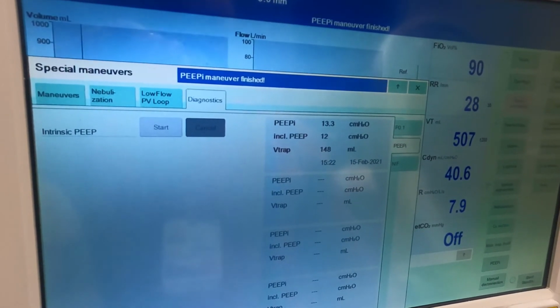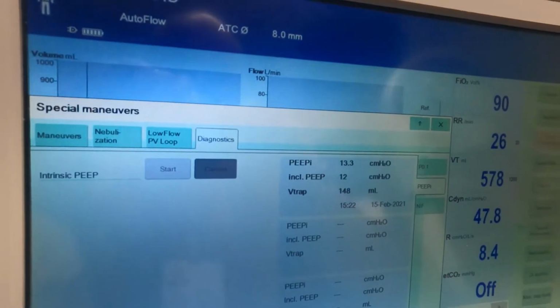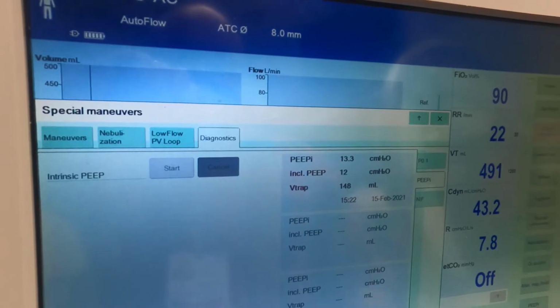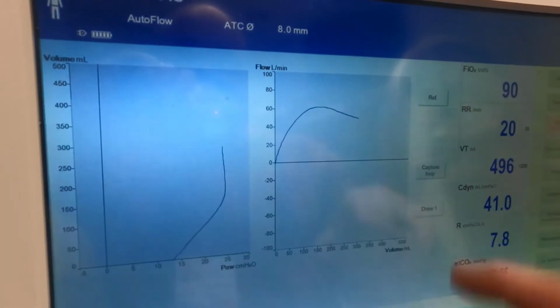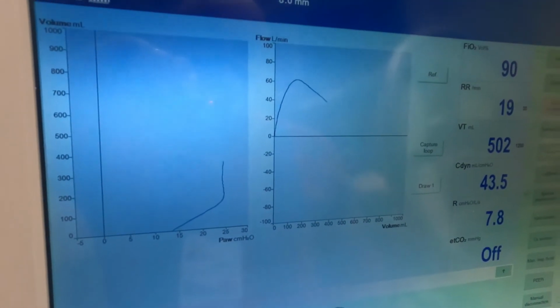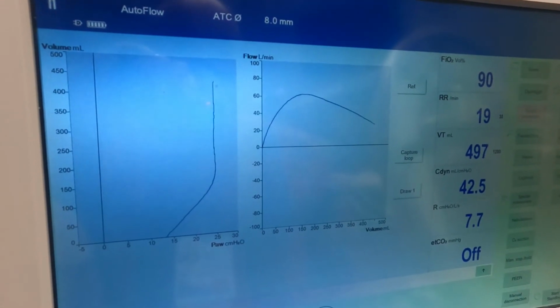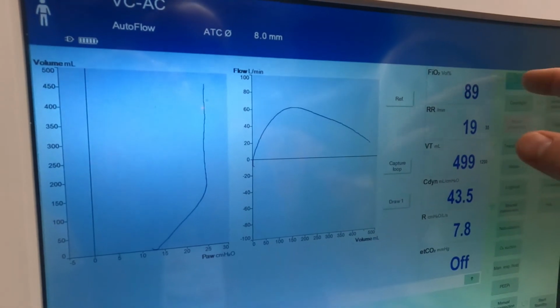Bingo. Okay, so we have our set PEEP at 12, our PEEPi, so the total amount of PEEP, is 13.3, and then our volume trapped is 148. So with the high rate, low volume, we're expecting to trap some because we are having some oxygenation issues with this patient. So it's one of those options.